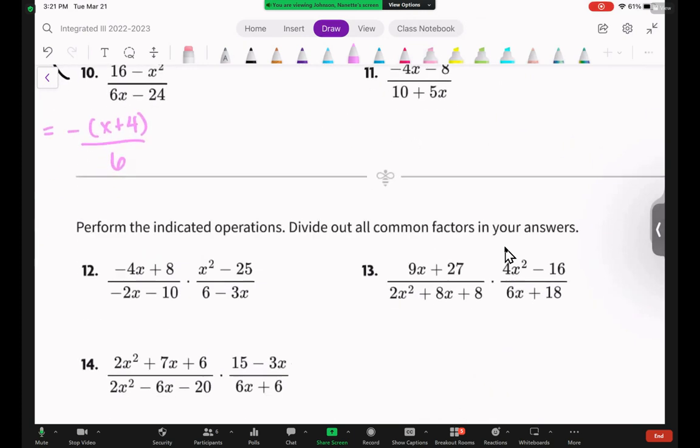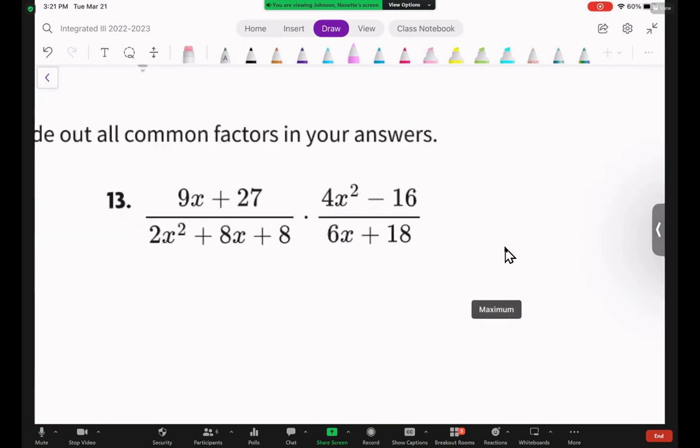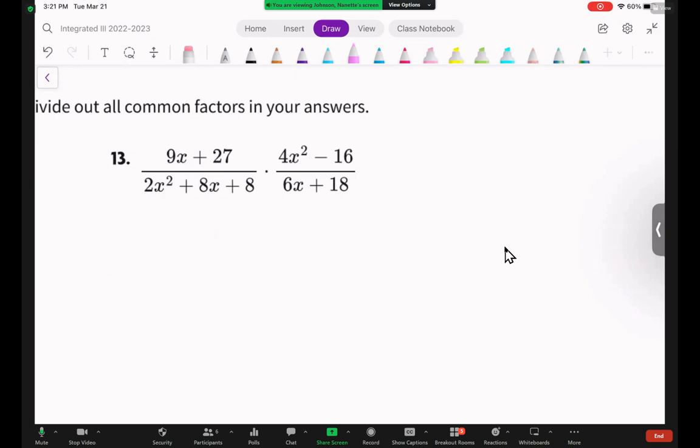So here is number 13. Number 13 is asking for you to multiply and then simplify. I don't do it like that. I simplify, I factor, and then I multiply. Because if I can start canceling out and dividing out some of those common factors, then it's less work on my part, right? So I'm going to go up to the numerator, to the denominator, to the numerator, and to the denominator and factor everything out that I possibly can.